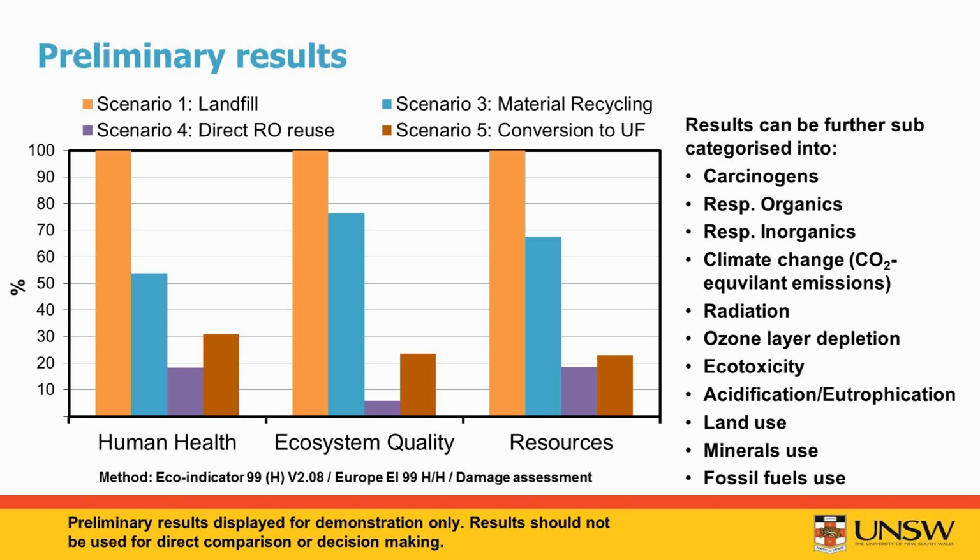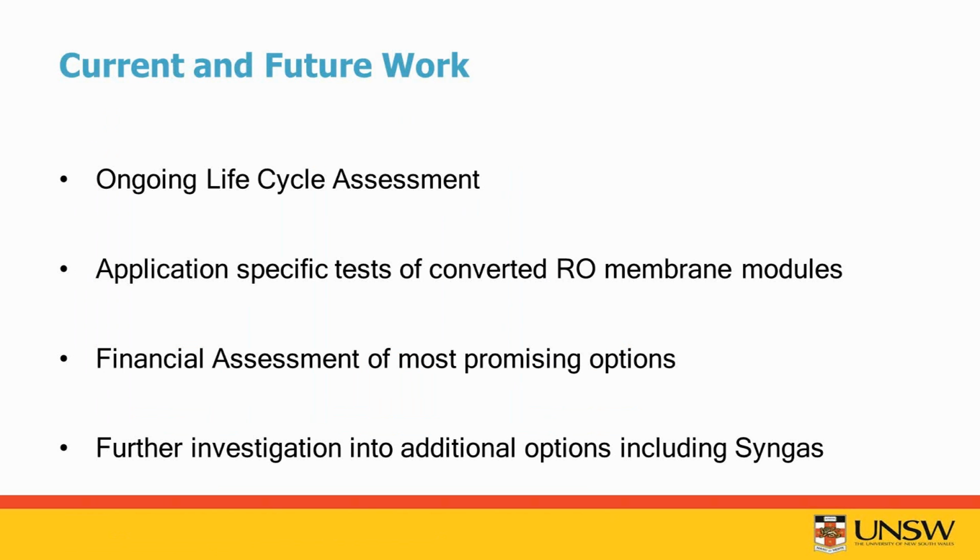However, it's a triple bottom line approach, so we've obviously got to look at the financial assessment as well, which is something that we're continuing to look at. But in terms of where we are now and where we're going to be in the next year, we've got the ongoing life cycle assessment. We're still looking at different specific applications for our converted membranes as well as our direct reuse membranes. It's obviously very important that we understand what they're going to be used for and what sort of market we've got. We're looking at a financial assessment of the options, and we're also going to start looking into other options like syngas production as an alternative to the more traditional incineration energy recovery options.